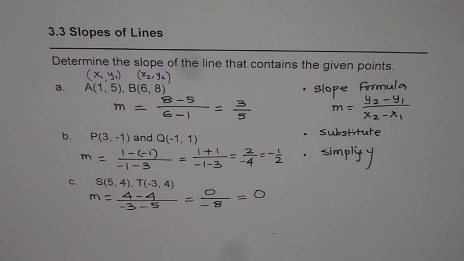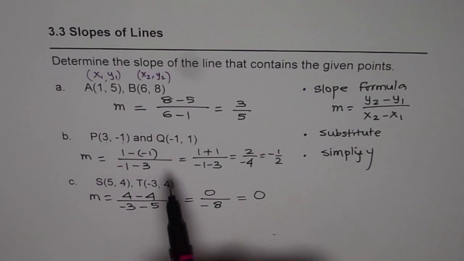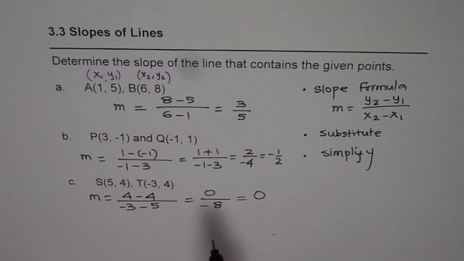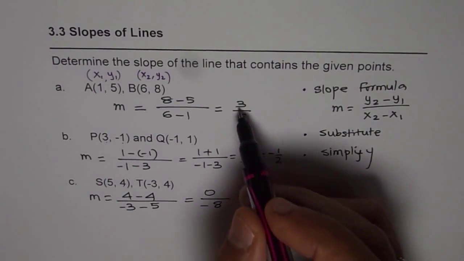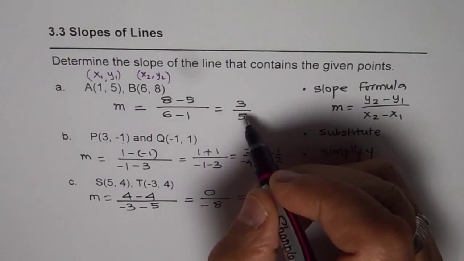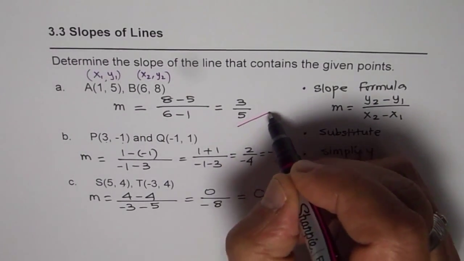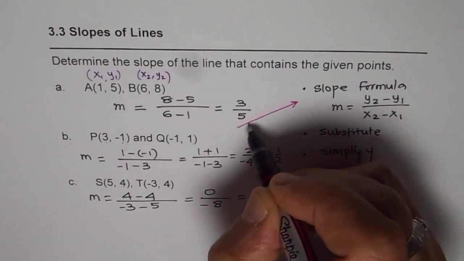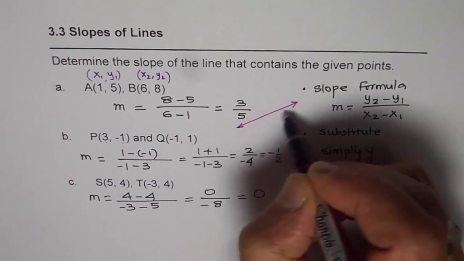Now these three examples give us three different types of slopes. Can you tell me which of these lines will be rising upwards as we move from left to right, which will be dropping down, and which will be kind of horizontal? When I say that the slope is 3 over 5, it means that the line is rising. It is increasing, right? So on the graph, it will look like this.